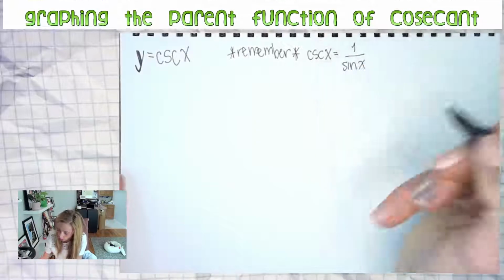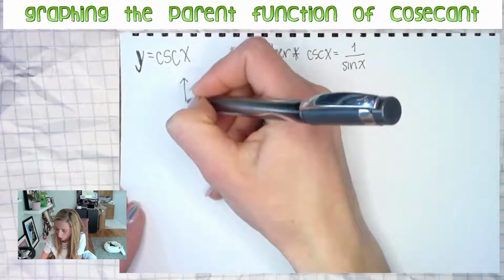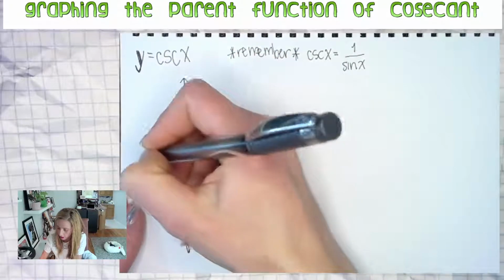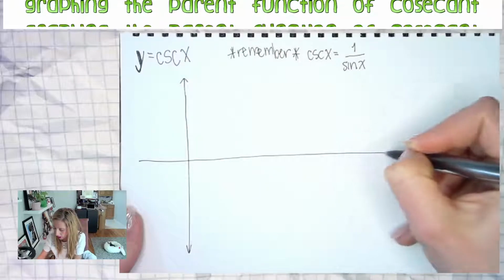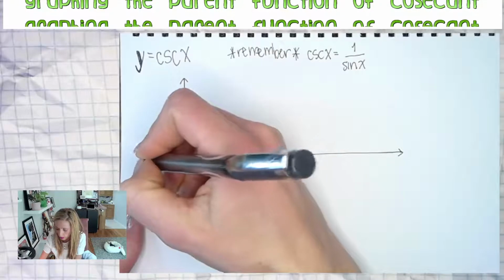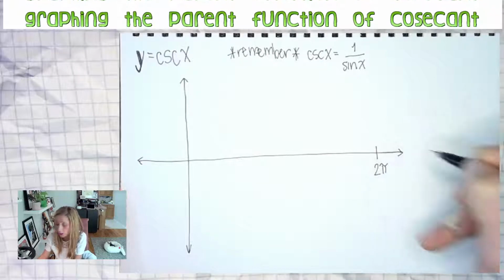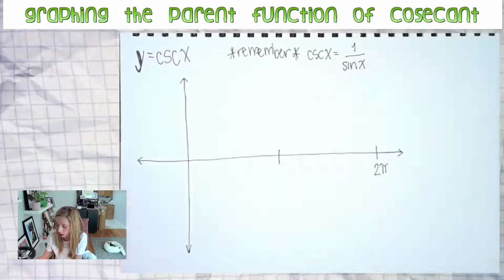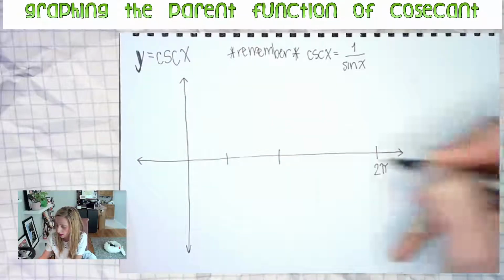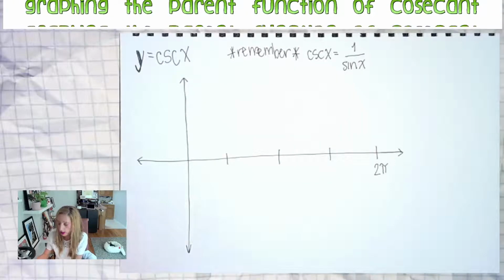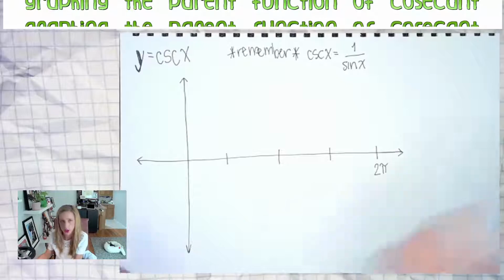So let's graph sine. I'm going to draw one full period of the sine parent function, just like we did when we introduced it. So we're going to go all the way up until 2 pi. The period for cosecant is also 2 pi, just like sine, unless of course we have a horizontal stretch or compression.